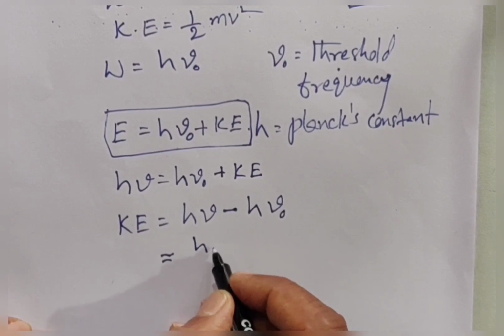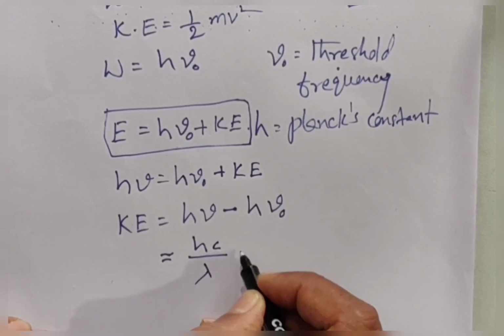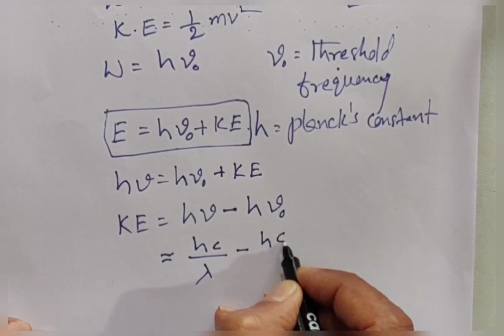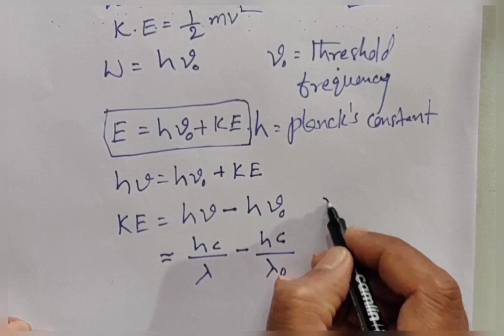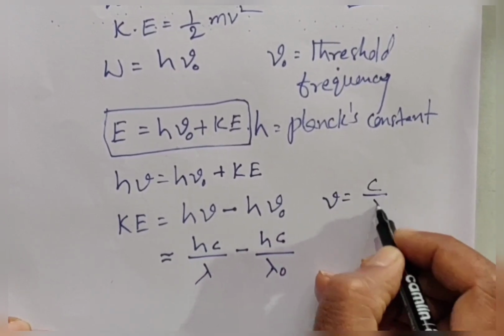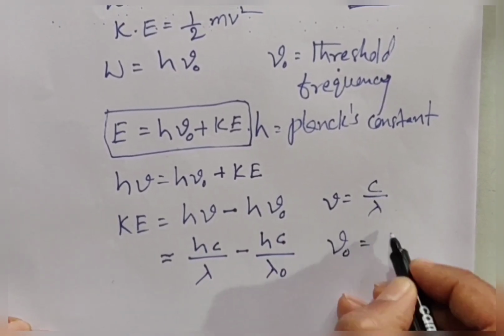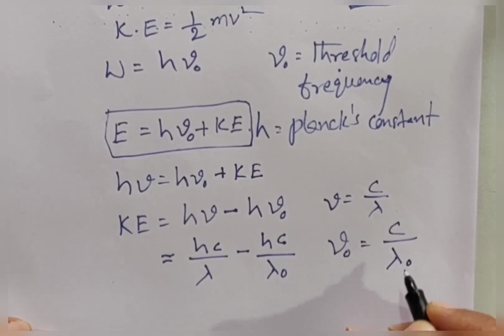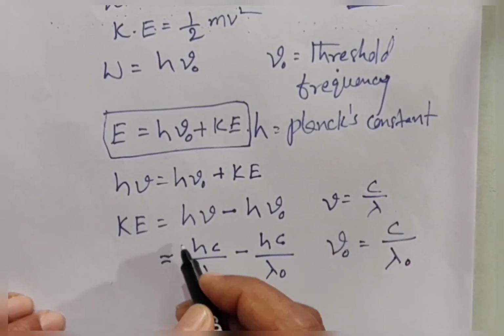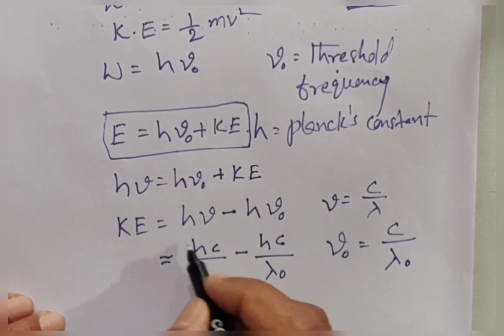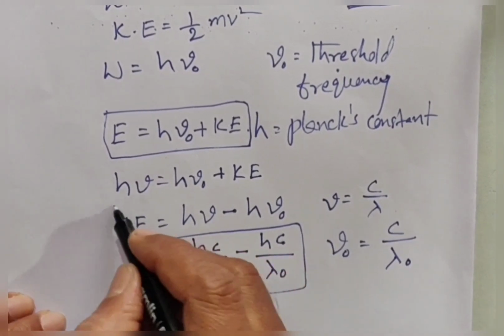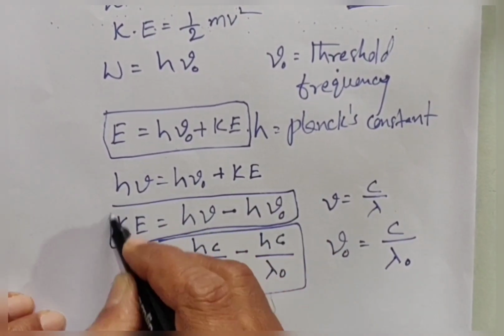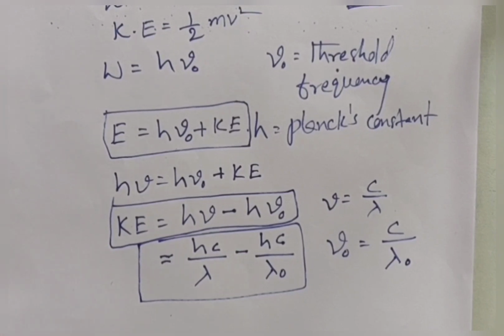another one also, hc by lambda minus hc by lambda naught, because here nu is equal to c by lambda, nu naught is equal to c by lambda naught. These are the important mathematical conversions. So you have to use these important mathematical expressions, right? These are very, very important.